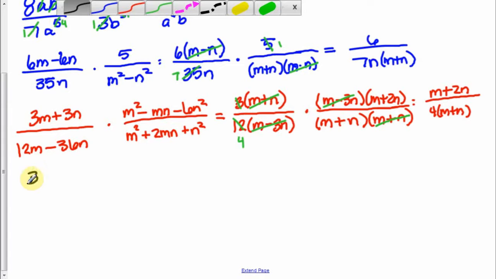So let's do an easy one first. 3c squared over 4d divided by 15c to the third over 8.